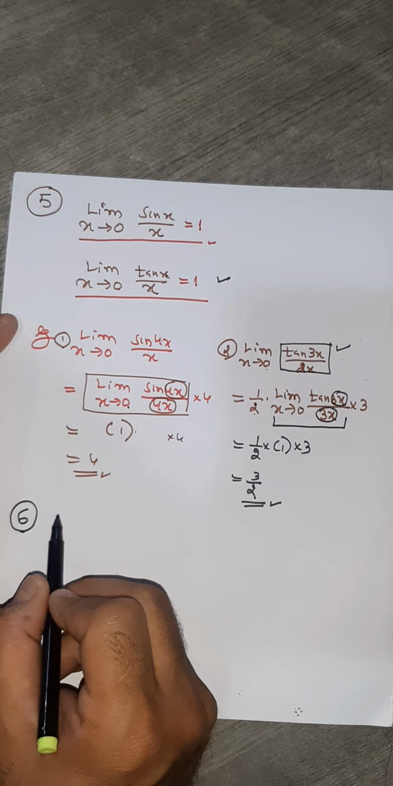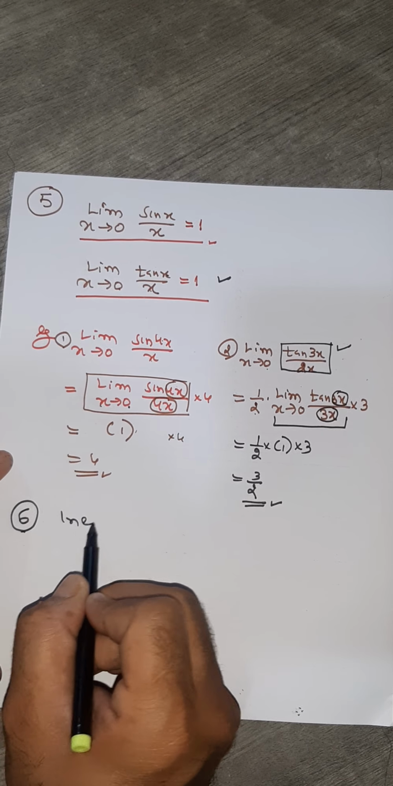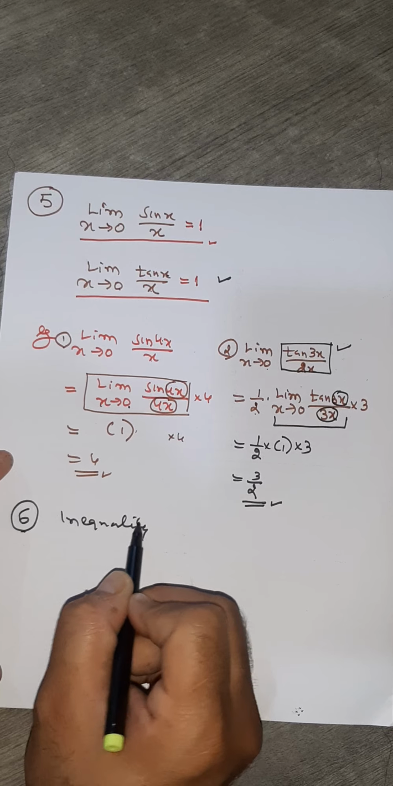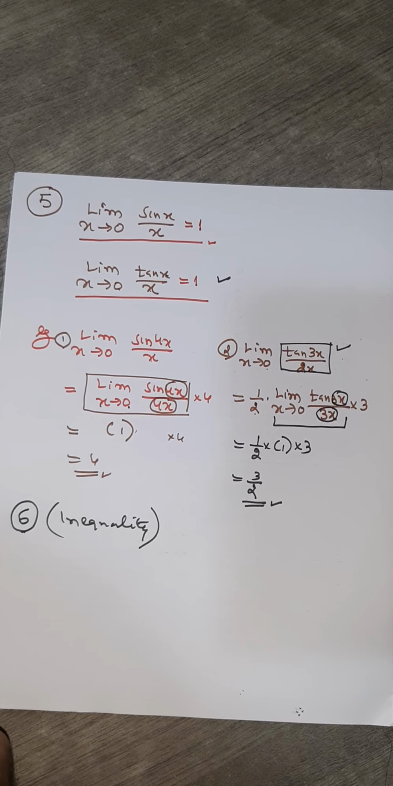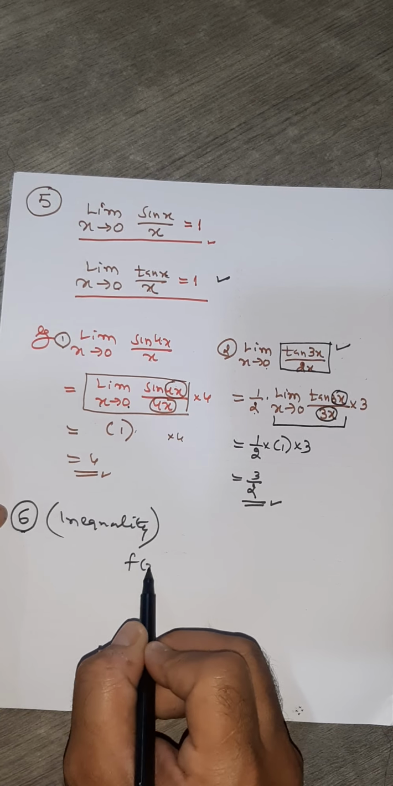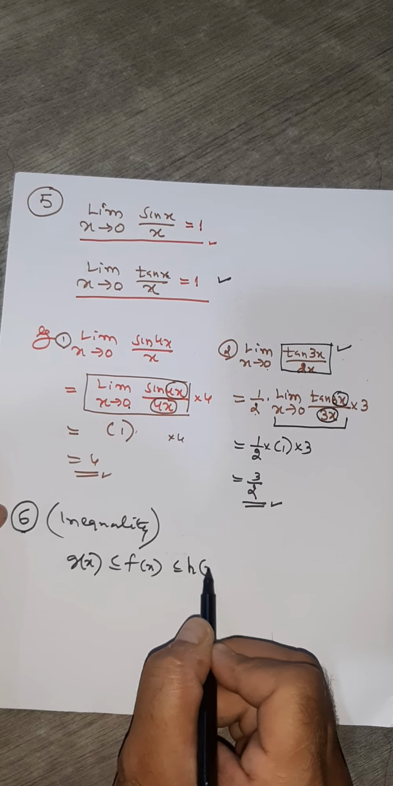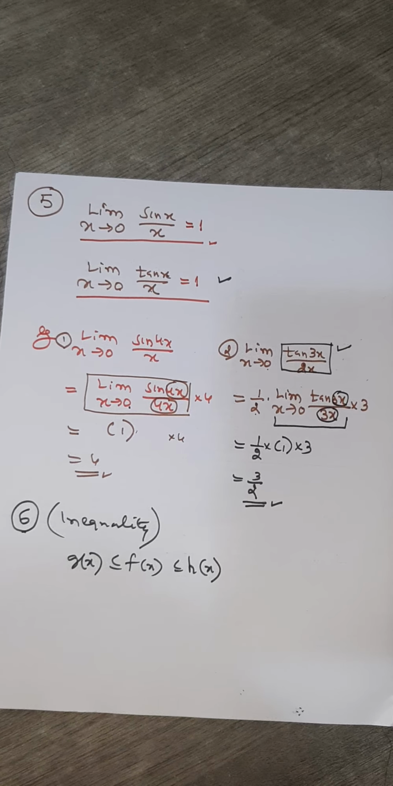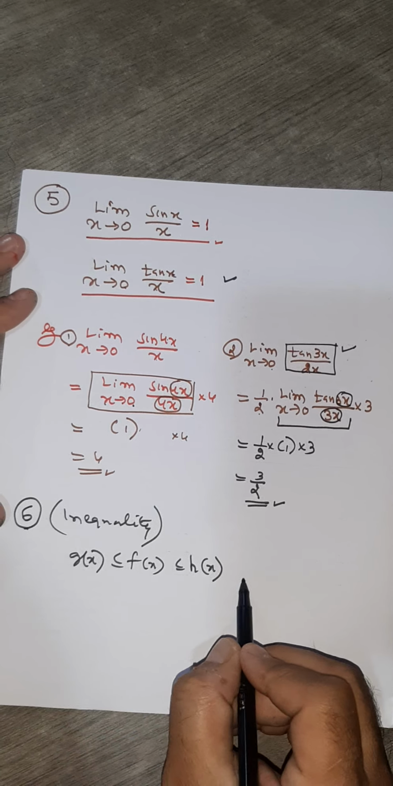Question number 6, sometimes it's about inequality, remember. If you have an inequality in the function, like this, suppose one function f(x) is between these two, g(x) and h(x). So this is an inequality. The one function f(x) is between which two functions here? g(x) and h(x) for every x. This is given to you.